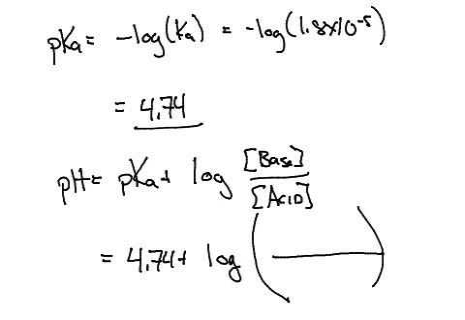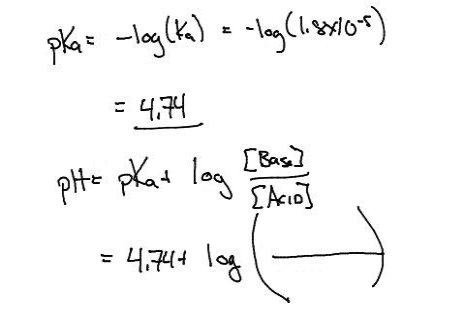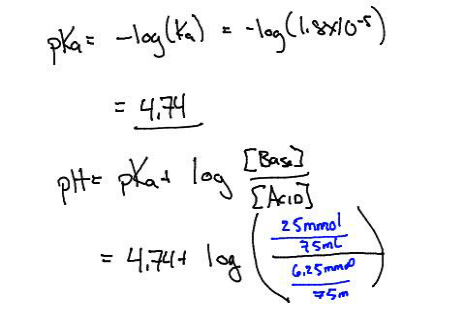Now I want to go back where we found our concentrations up here. We had right here, I'll highlight it in pink, 25 millimoles over 75 milliliters. Wait a second, is that the acid or the base? That one is the base. You're fine, you have to put the base on the top. 25 millimoles over 75 milliliters, and then this other number was 6.25 millimoles divided by 75 milliliters.